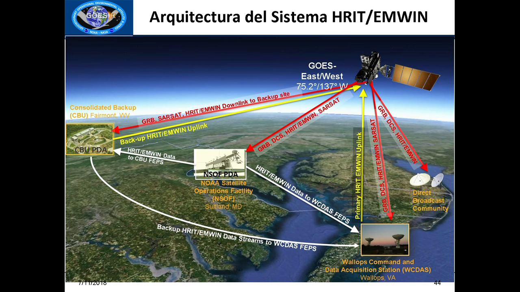For the HRIT/EMWIN, we have a similar diagram to what we had before. You can see the primary HRIT/EMWIN uplink from Wallops, and then the relay down of the HRIT/EMWIN signal. And the PDA is where that stream is generated, or distributed from, I should say.